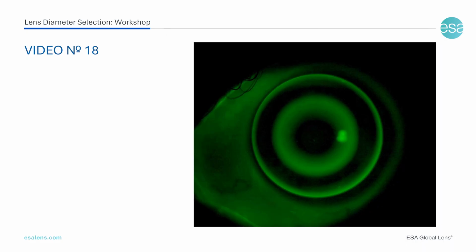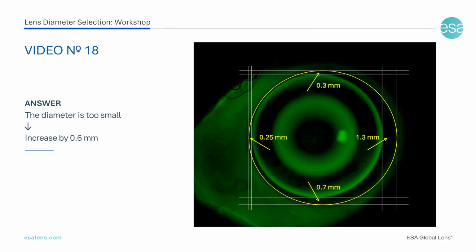What do you think of the diameter of this lens? What is your proposed action? Here, the diameter is significantly undersized and requires a 0.6 mm increase. The cornea is markedly elliptical.